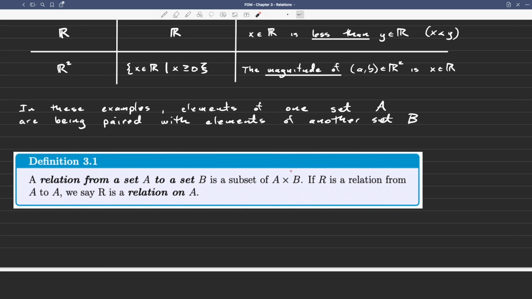So that simply describes a subset of A cross B. Now, whenever the two sets A and B are the same, let's say they're both of the sets involved in the relation are both called A, then we just say R is a relation on A rather than saying from A to A. You could say R is a relation from A to A, but whenever that happens, we usually just shorten that up to say R is a relation on A.